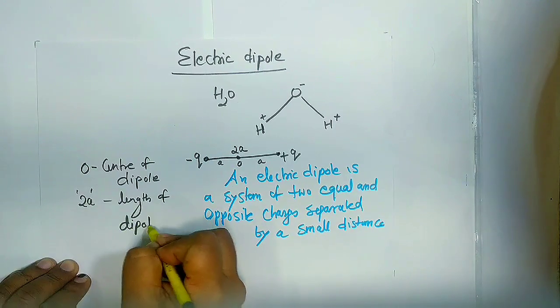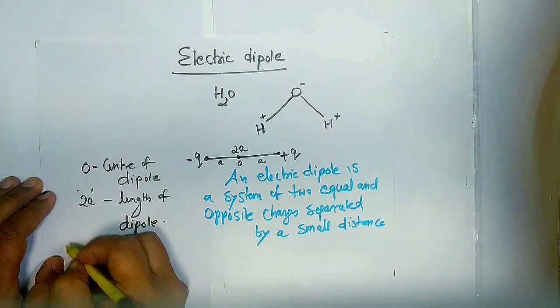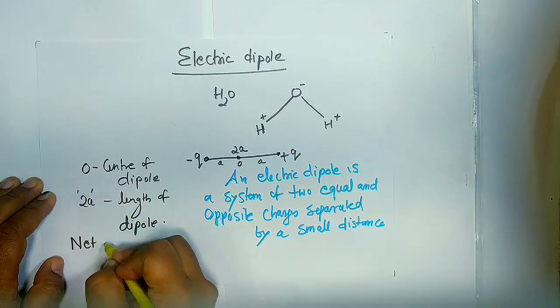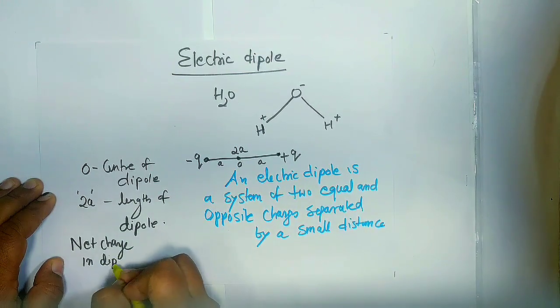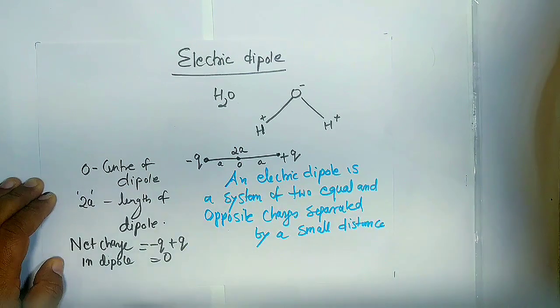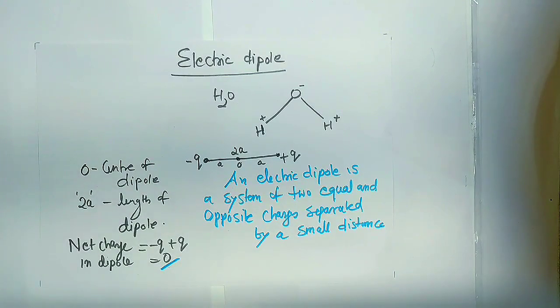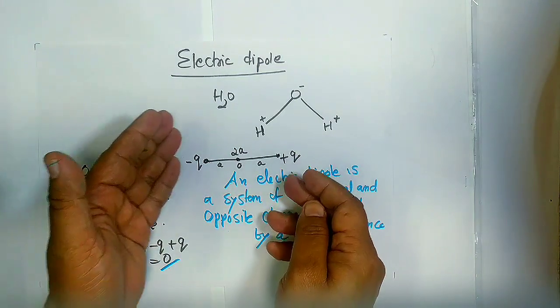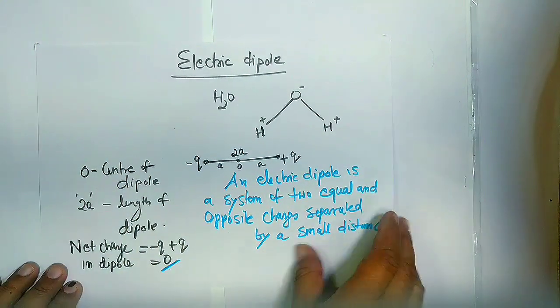Another very interesting thing is that if I ask you what is net charge, a 1 mark question can come in the board exam. Net charge in dipole. Okay. So net charge is what? Do you know? 0. So if I ask you what is net charge on dipole, it is 0. Because it is a system of equal and opposite charges, plus q minus q, they will create a field also later on.